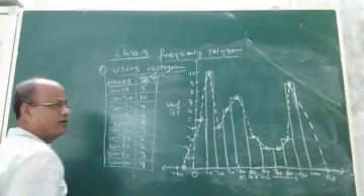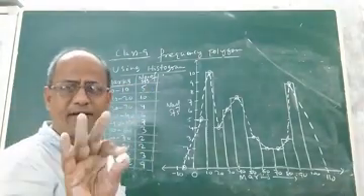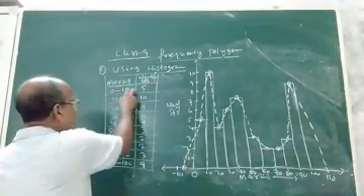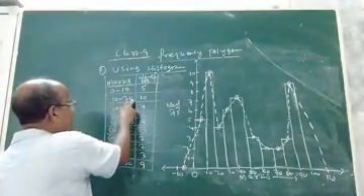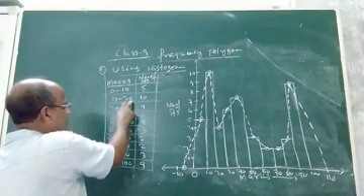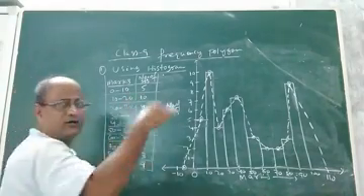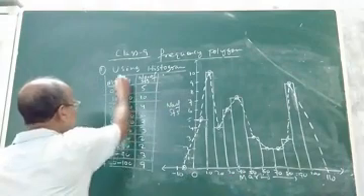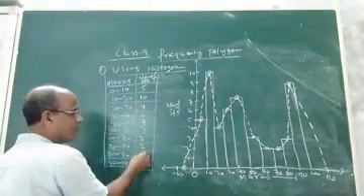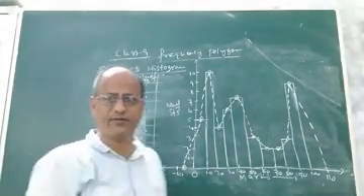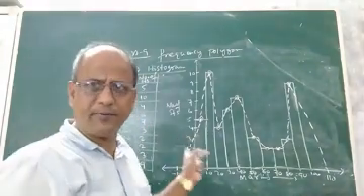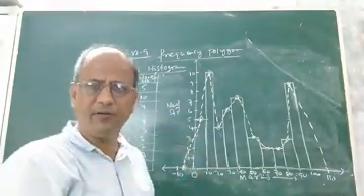Suppose 5 students secured between 0 and 10 marks. 10 students secured between 10 to 20 marks. 4 students got say 20 to 30 marks. So these are the marks obtained and these are the number of students. Suppose you are given this data. How will you represent it graphically by means of a frequency polygon?